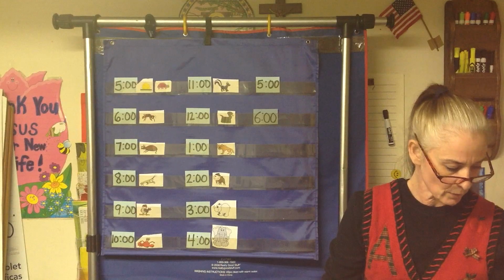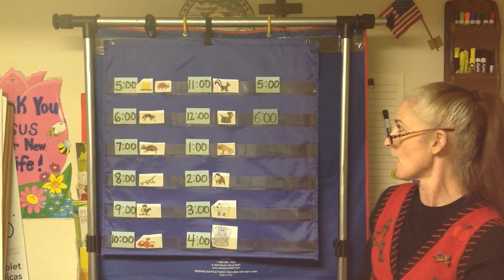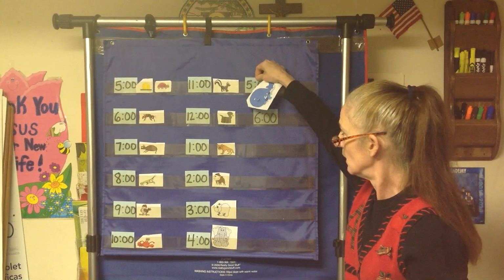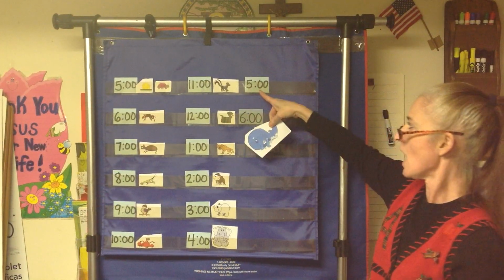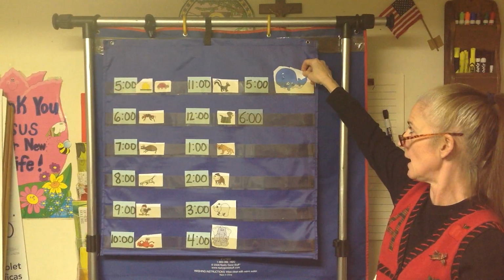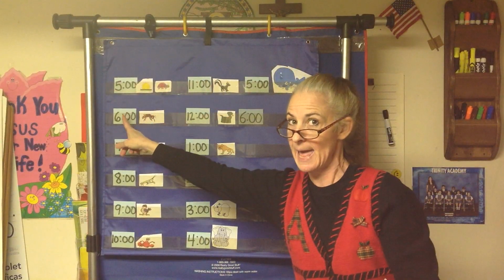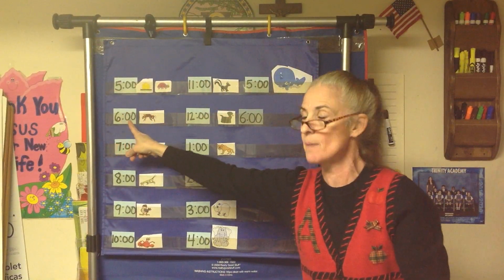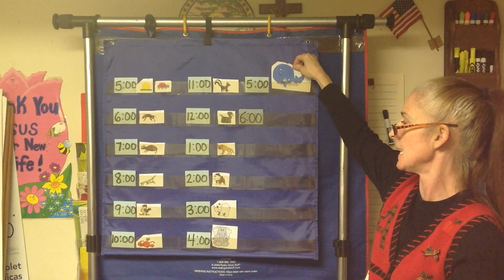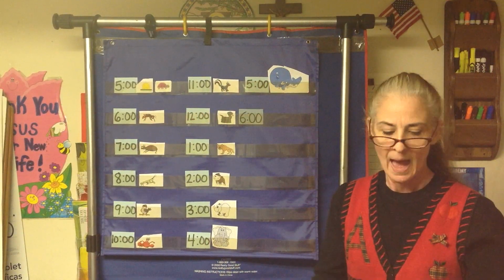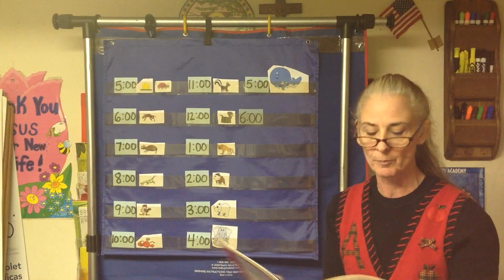Minute hand traveling all the way around, back to the top of the clock to the next hour at 5 o'clock p.m. Remember, we started at 5 o'clock a.m. That was when the sun was coming up. Now it's 5 o'clock p.m. It's evening. At 5 o'clock, it met a whale.